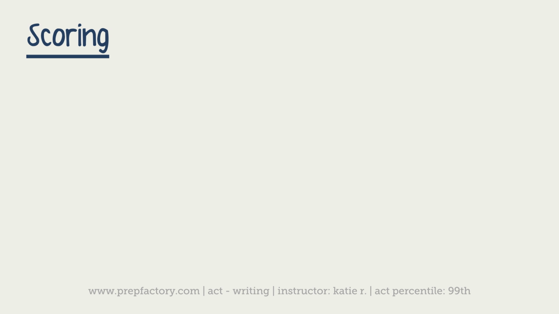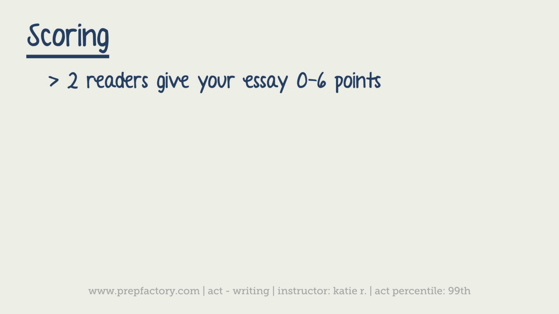Your essay is going to be scored by 2 readers between 0 and 6 points. And that comes out to a total of 0 to 12 points. You won't actually see your score from either reader, but you will see the total score that they give you. For instance, if you do get a perfect score, you know that both readers gave you a 6. If you got, let's see, a 7, for instance, well, that would mean that one reader gave you a 3 and one reader gave you a 4.